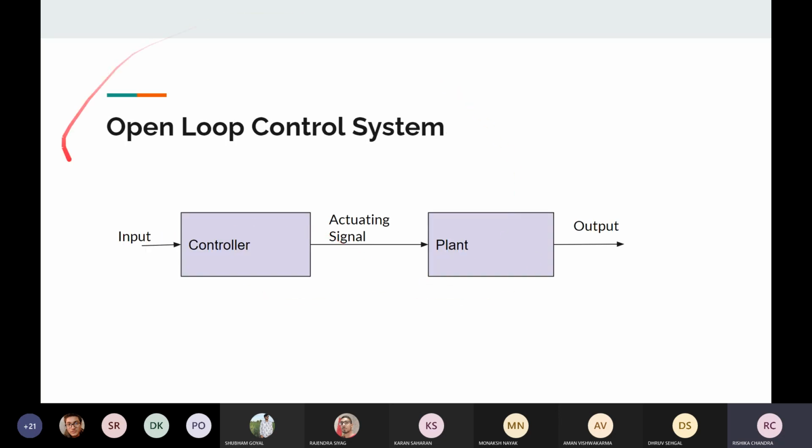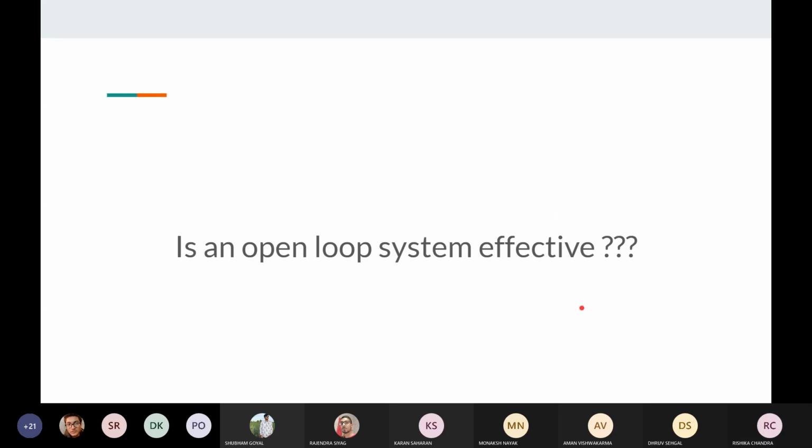Here we have taken an open loop control system. This is the controller, this is the plant. The input is fed to the controller, then the controller processes this input and gives a signal to the plant. The output of the controller is fed as an input to the plant, and then the plant processes this input and gives the final output. Do you guys find any error here? Is it an effective way?